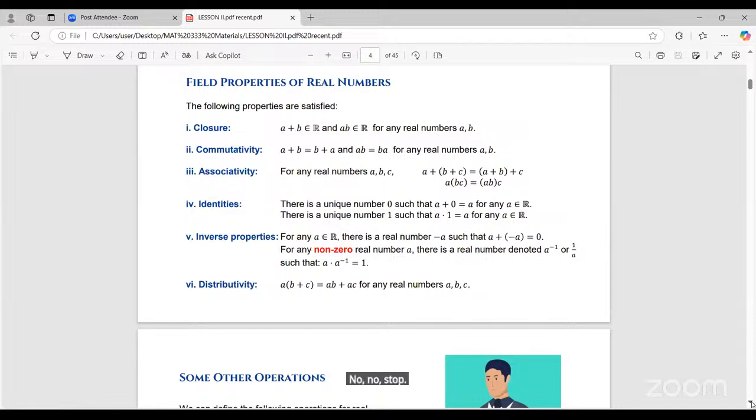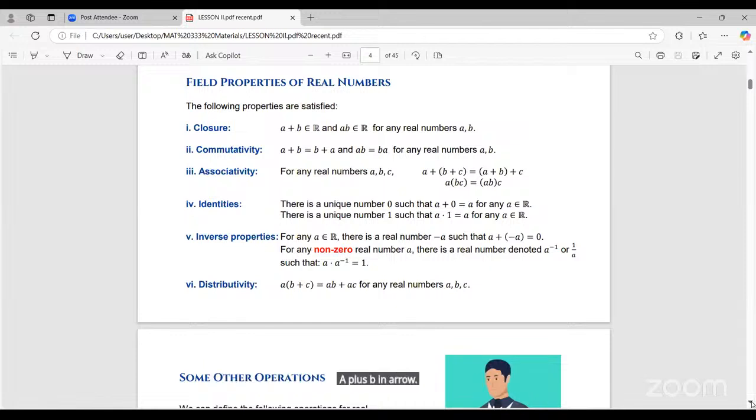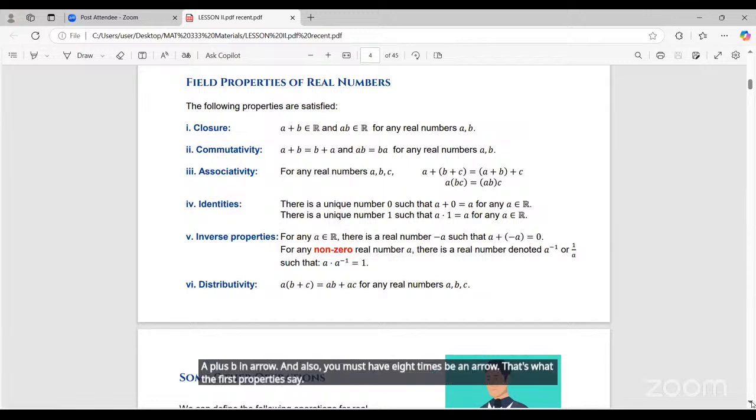A and B are numbers in R. R is the set of all real numbers. Now you are picking elements from R. A is an element, B is also an element. Now, for all elements A, B in R, you must have A plus B in R, and also you must have A times B in R. That's what the first property says, which is the closure property.